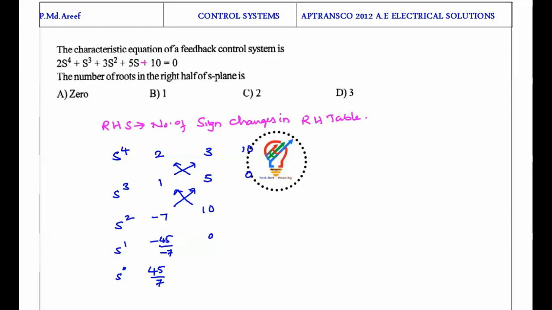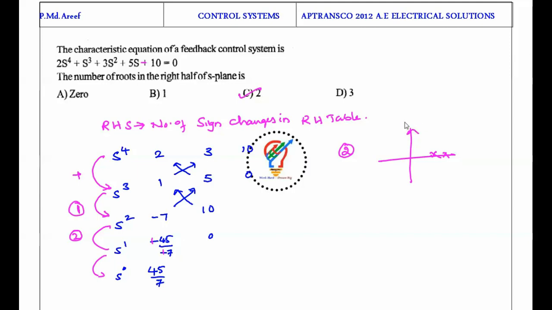Now here we need to find the number of sign changes. From here to here no sign change, it is plus. From here to here there is a sign change, so it is one sign change. And from here, minus 45 by minus 7 means a plus value, so here is another sign change, making 2, and here no sign change. That means there are two sign changes, so there are two poles lying on the right half of s plane. So the answer here is C.